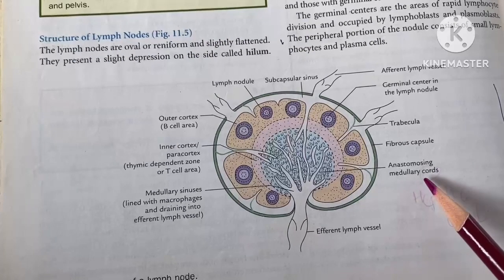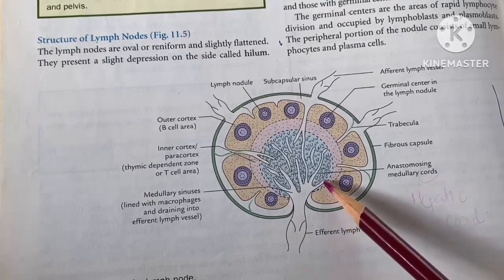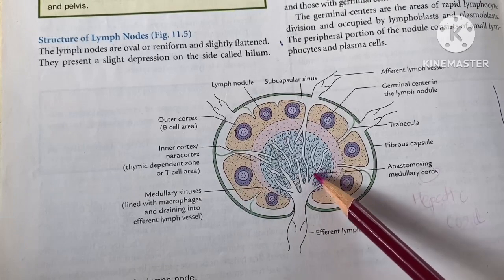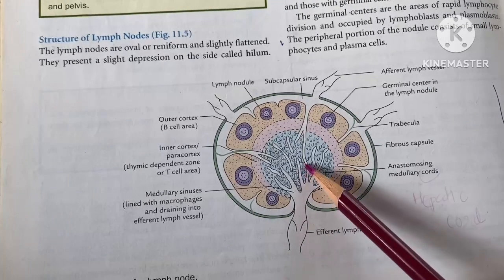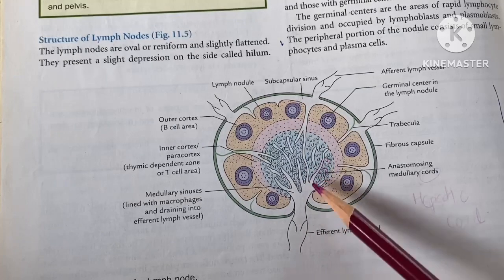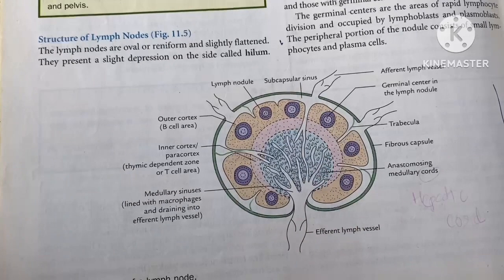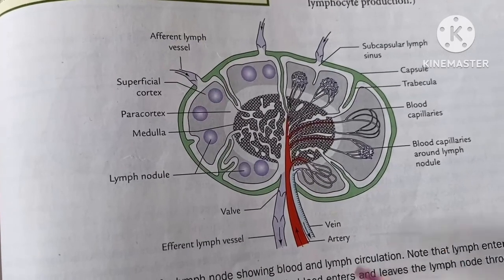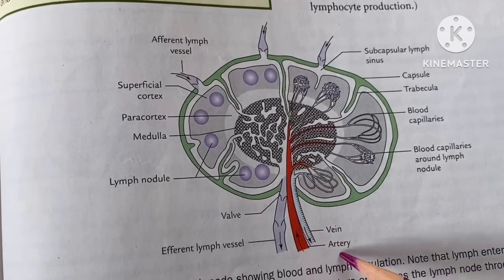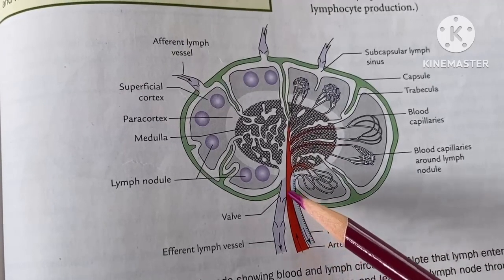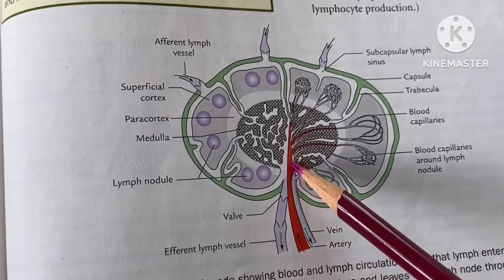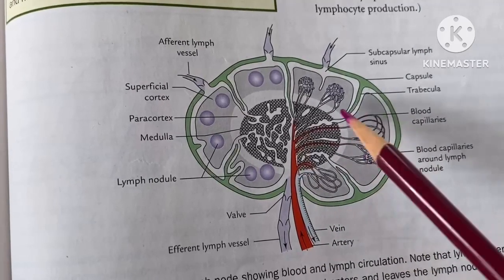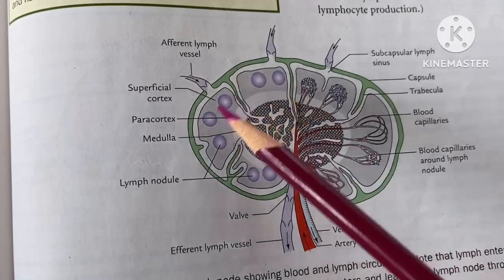So the anastomotic medullary cords, the space between the cords, it is a medullary sinus. This white space, it is a medullary sinus. Through the hilum, the artery enters into the lymph node, passes into the medulla and goes into the cortex. So in the cortex, it is lymphatic nodules.